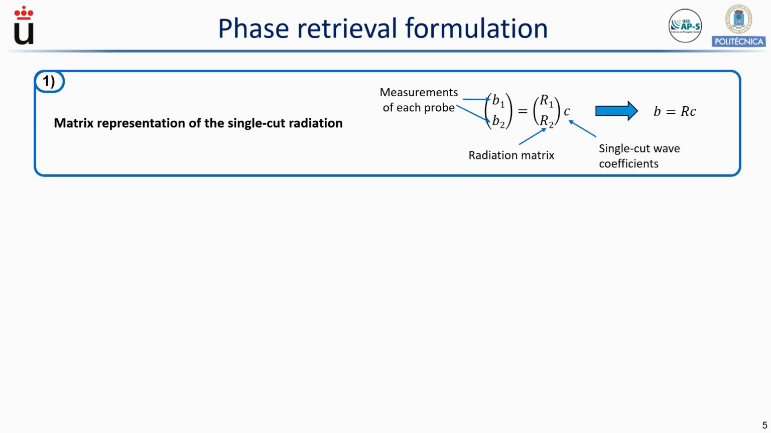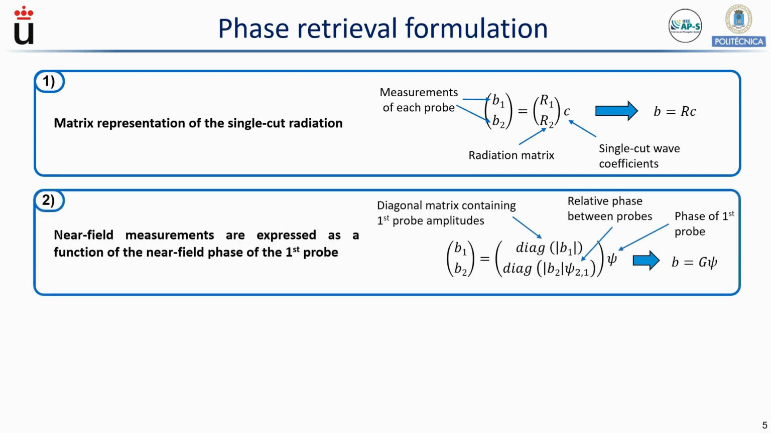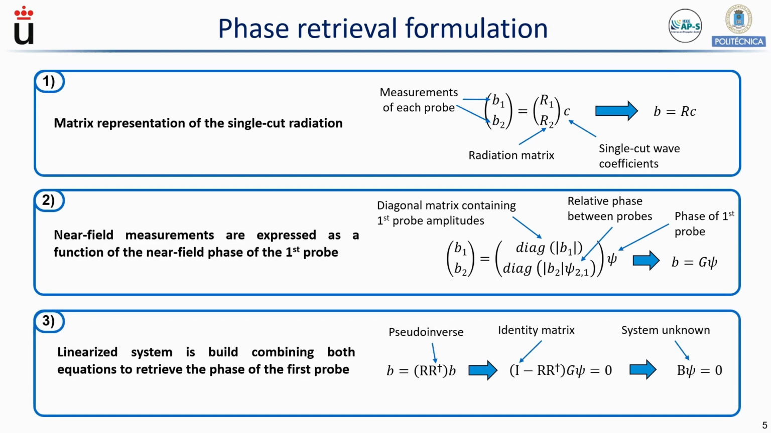Now I need to express this relationship in a matrix vector product representation, and in a second step I need to express all the near field signals as a function of the phase information of the first probe, the amplitude measured by both probes, and the relative phases between the probes. With this, I will be able to derive a linearized system of equations that will allow me to solve the near field phase information of the first probe, and with that I could retrieve the radiation pattern of my antenna.